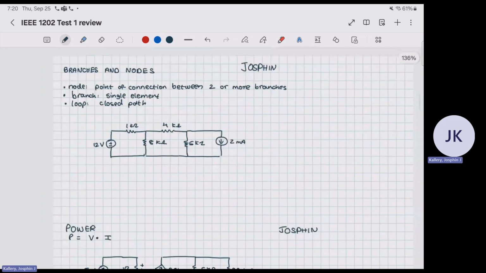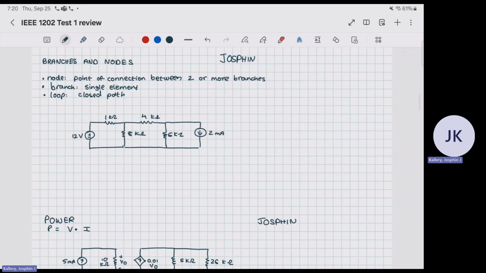All right, so the next one is branches and nodes. Not too terribly difficult. Just to review, a node is a point of connection between two or more branches or elements. A branch is a single element. It can be a resistor, a capacitor, a voltage source, just a single thing. And a loop is any closed path.